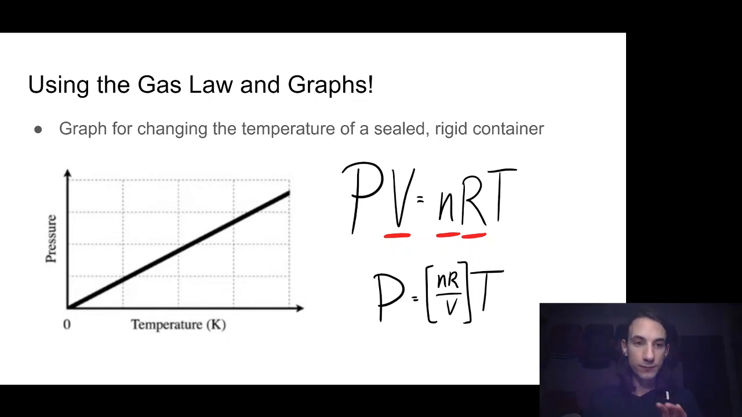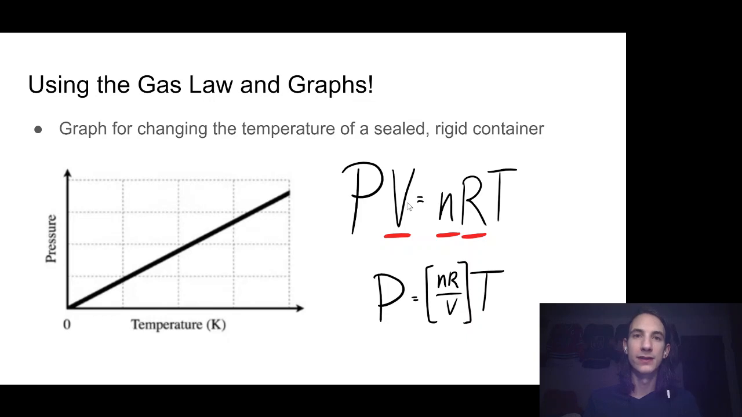So if we're saying we have this gas, and this gas is changing temperature within this sealed, rigid container, then we know that my temperature is changing. A sealed container, we said, has a constant amount of moles, so this n is going to be constant, and rigid means that our volume is constant.